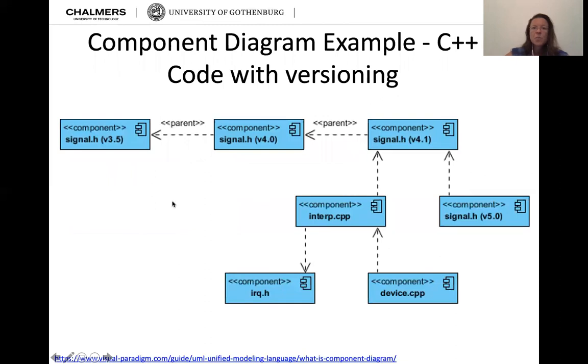And then one diagram example for C++ code, this one includes some versioning. So we see no gnarly circular dependencies on this one. What we do have is just different versions. So while inter-P, IRQ, and device are still apparently in version 1, all the other ones have higher versions, and especially Signal has been developed quite a bit further. So that helps us understand how quickly parts of our system evolve.